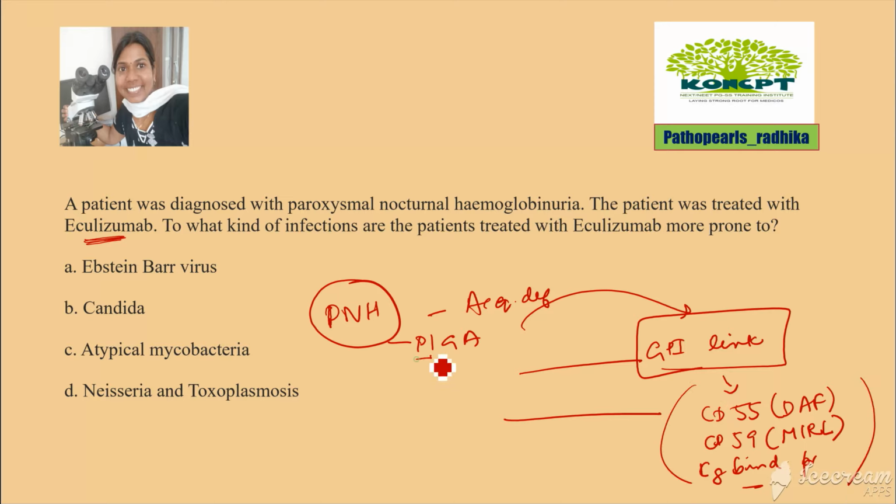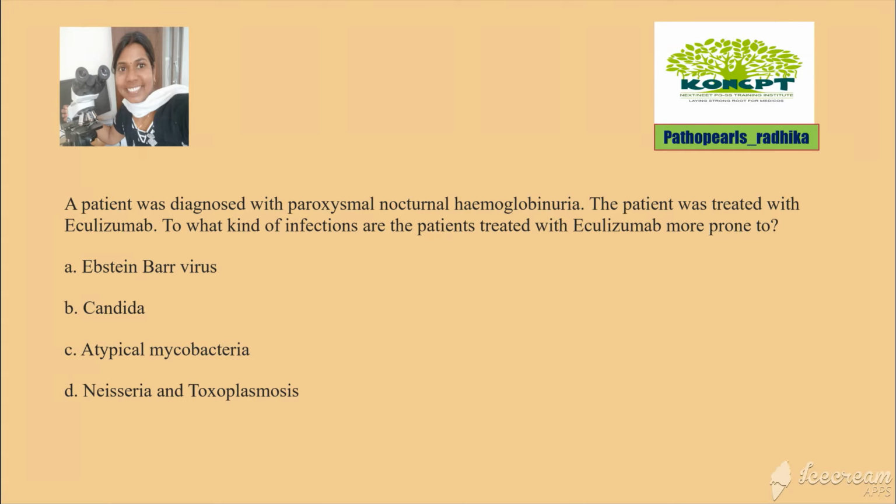When you have mutation in these genes and defective GPI linked proteins, what happens? There is unchecked activation of your complement, because of which you can develop a lot of complications. When you go back to your general pathology, you would have learnt about complements. You have different complements numbered from C1 to C9. You have different pathways of activation: your classical pathway, alternate pathway, and your lectin mediated pathway.